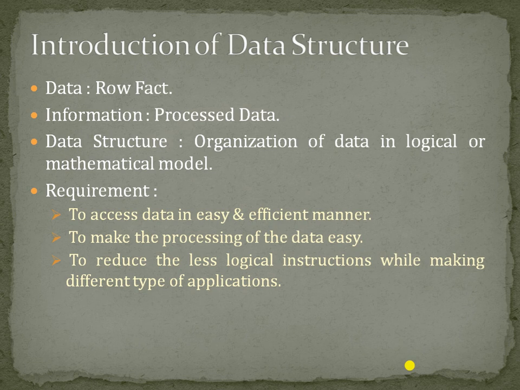Introduction of data structure. Data is a raw fact. If we say a number, then the number doesn't have a specific meaning. But instead of that, if we say an enrollment number, then anybody can come to know that it is a unique identifier which is used to identify the student. Similarly, information. Information is processed data. When we process a specific data, then that data becomes the information.